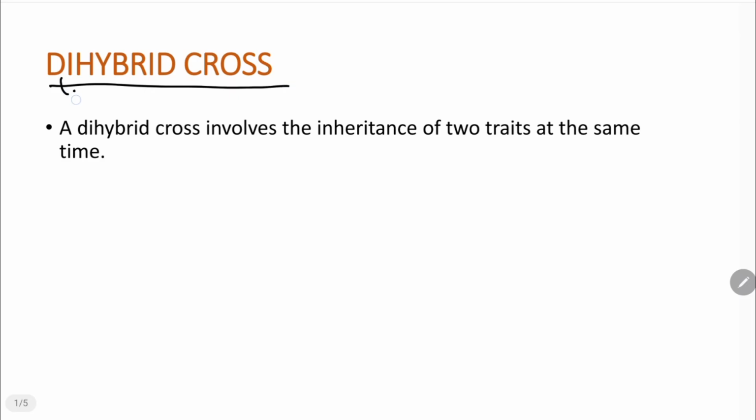Now the word di simply means two, right? So dihybrid crosses are crosses that involve the inheritance of two traits at the same time. The only difference between a monohybrid cross and a dihybrid cross is that in monohybrid crosses we deal with the inheritance of one trait, but with dihybrid crosses, we deal with the inheritance of two traits at the same time, right? Now, let's try to focus on some examples involving dihybrid crosses.